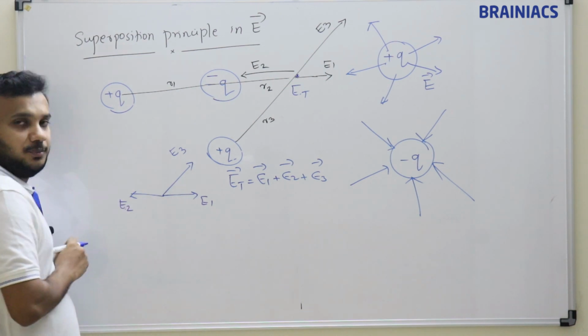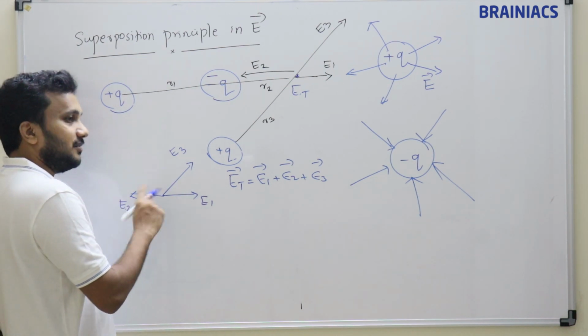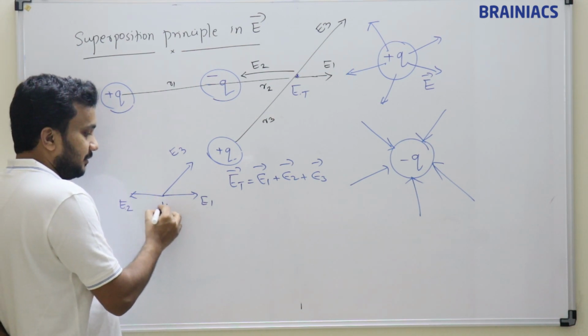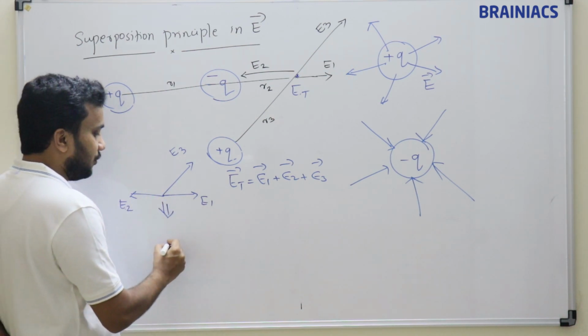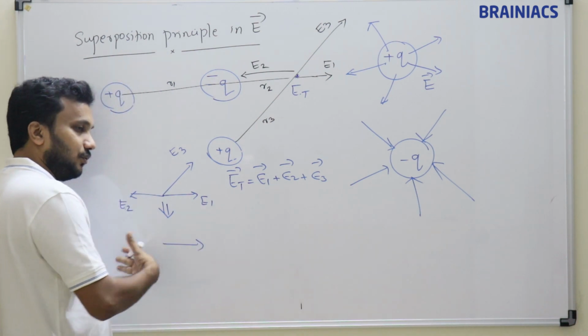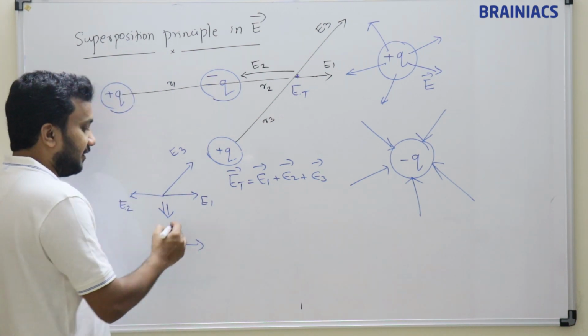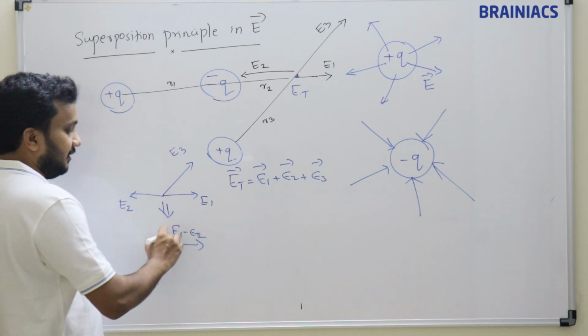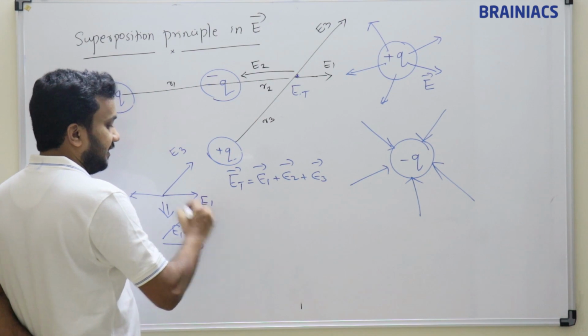E1 and E2 are in opposite directions. How will you find the resultant of these two vectors? The resultant of these two vectors is one vector, either towards right or towards left, depending upon the magnitude, but the value is E1 minus E2. You will get a final vector. Then you have E3 like this.